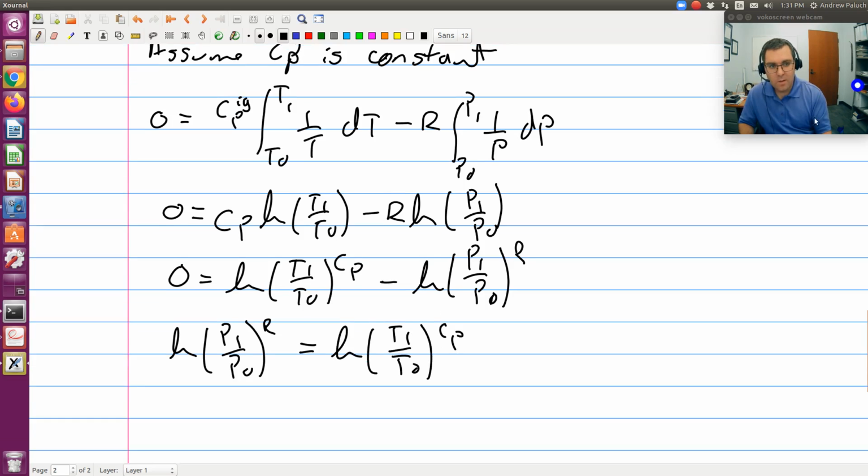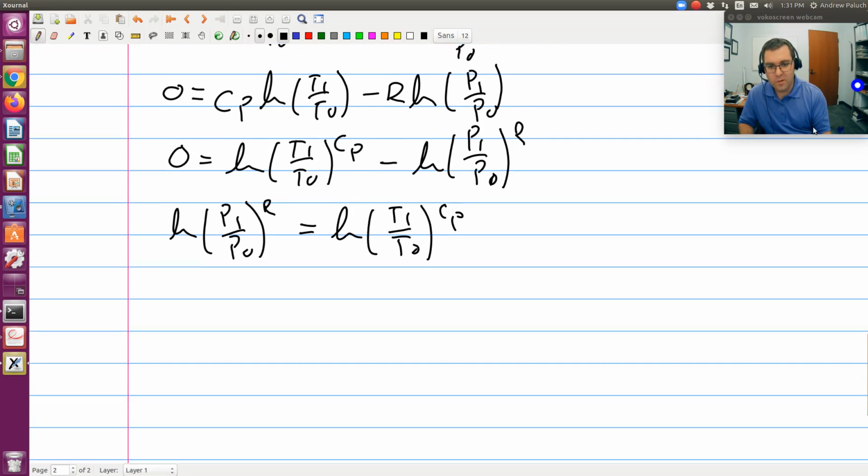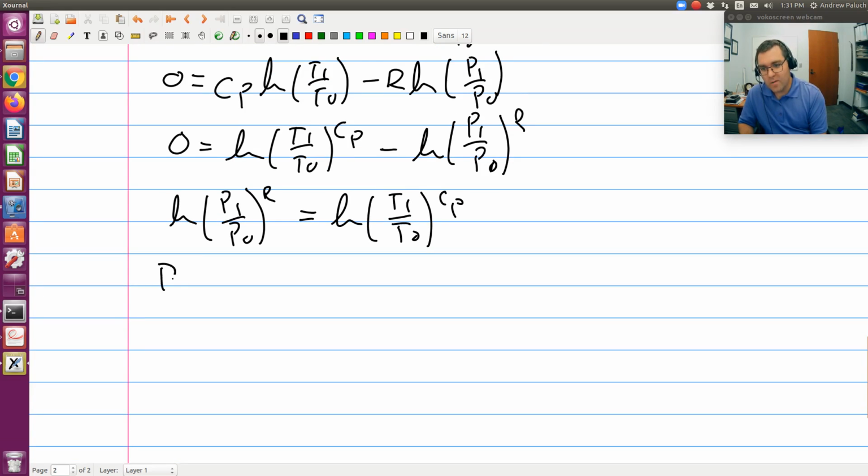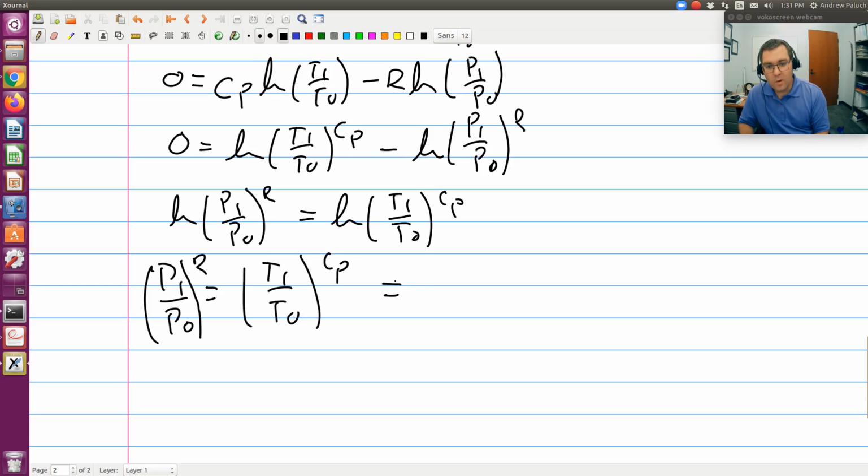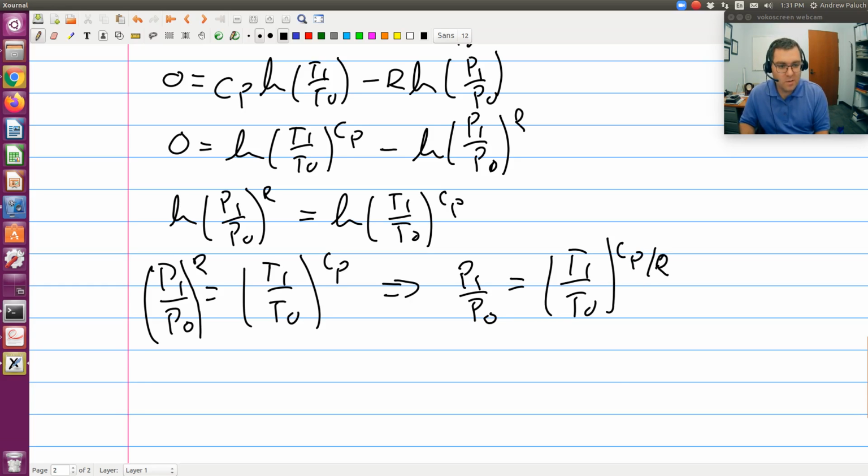Okay, so now compute the exponential of both sides. And I have P1 over P naught raised to the R is equal to T1 over T naught raised to CP. A way that you've probably seen this presented before would be P1 over P naught is equal to T1 over T naught raised to the CP divided by R. CP over R is nice because it's dimensionless.